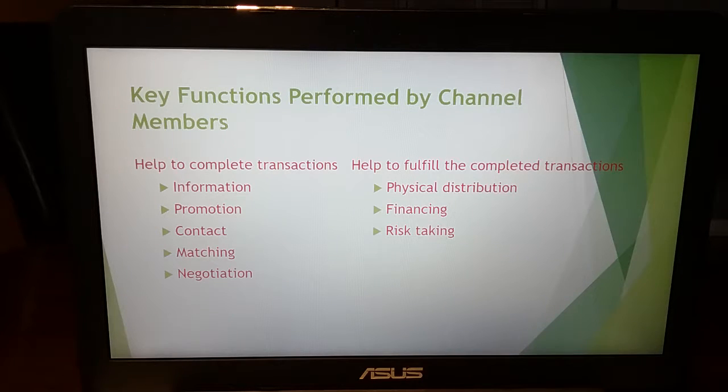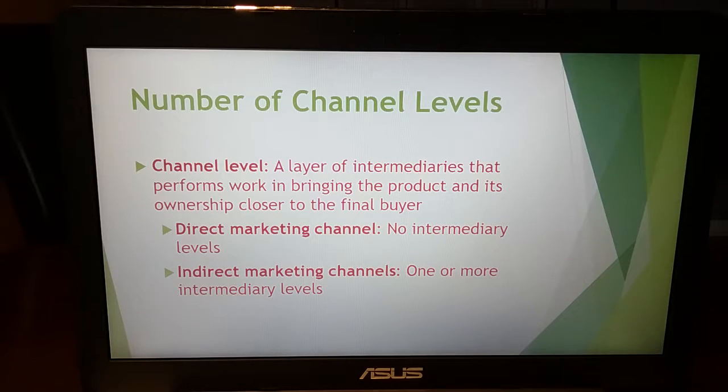There's all sorts of different things, provide information. It's a really important decision who you work with and making sure you have competent people. Okay, so there's a variety of different ways in terms of channel levels. So it's the number, essentially the layer, or the number of intermediaries. Think of rungs on a ladder, bringing the product from the producer to the final buyer.